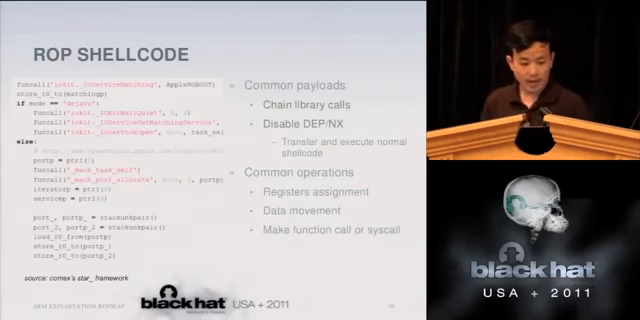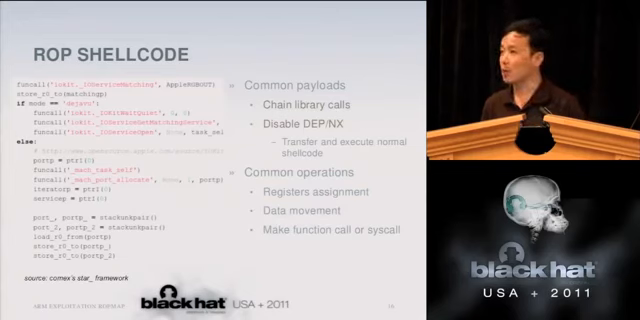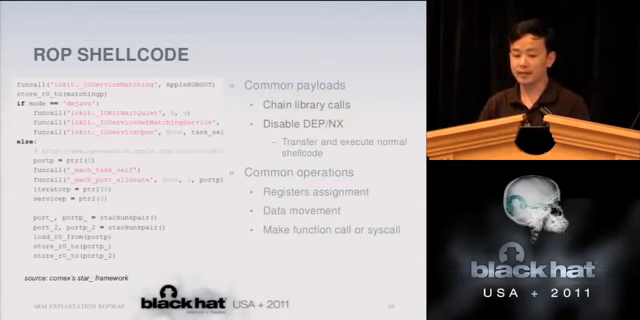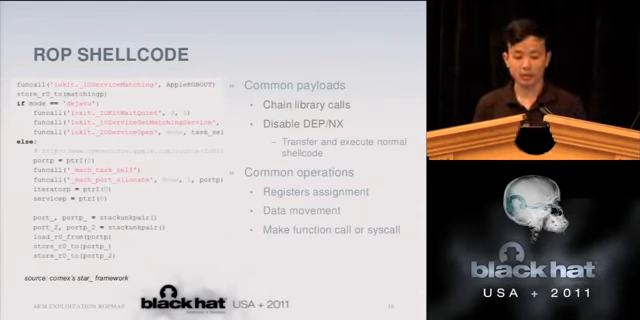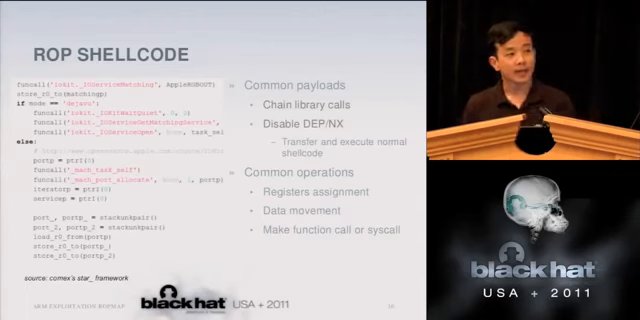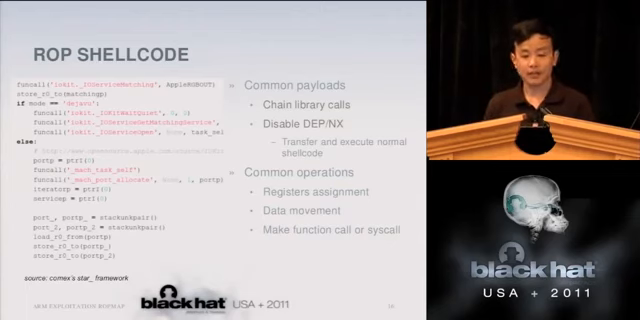Here is an example of ROP shellcode extracted from the JailbreakMe framework. For a practical ROP payload, what they commonly do is just chain many library calls together to bypass non-executable protection. Or they just disable non-executable protection with mprotect, VirtualProtect, something like that, then transfer the normal shellcode to target memory, and then just execute it.